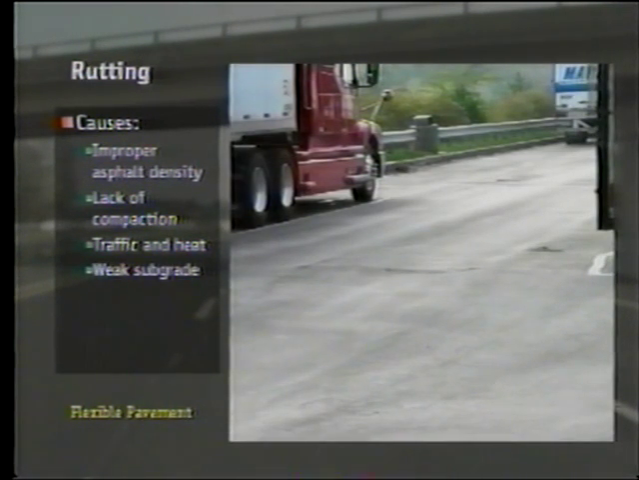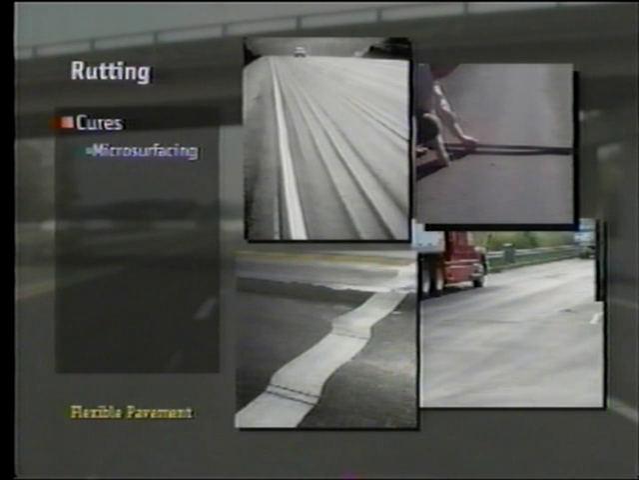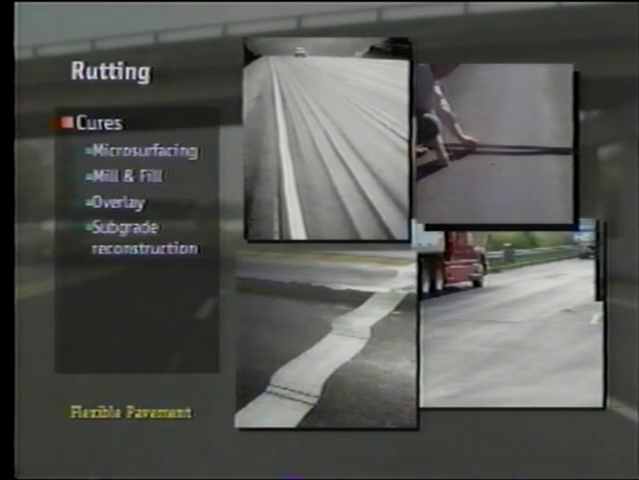It can also be caused by a weak subgrade that allows the flexible pavement to sink under the weight of traffic. The solution to rutting is to microsurface, mill and fill, or overlay. Rutting caused by weak subgrade will require reconstruction.